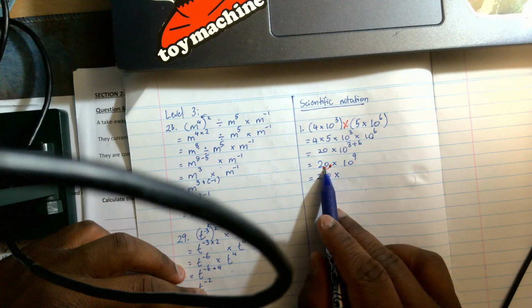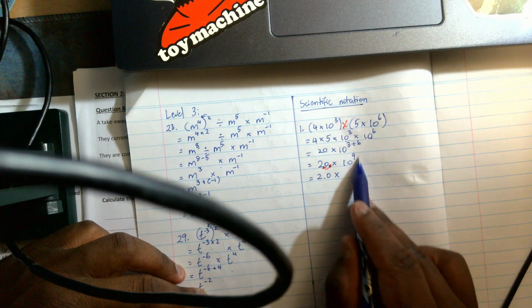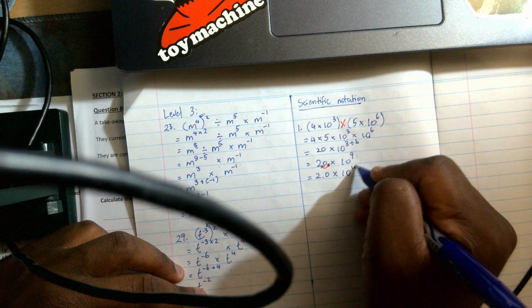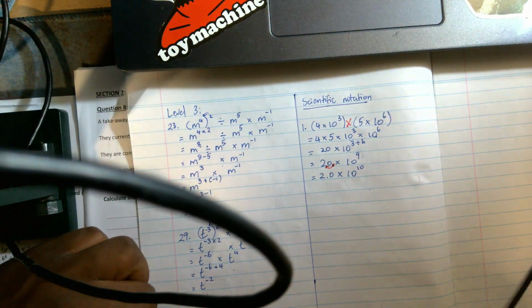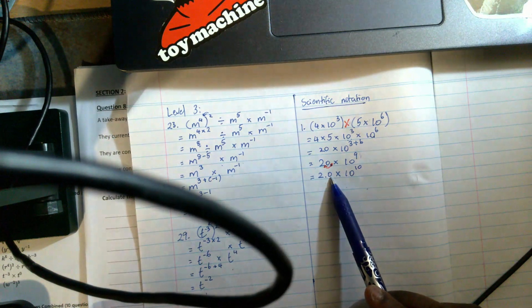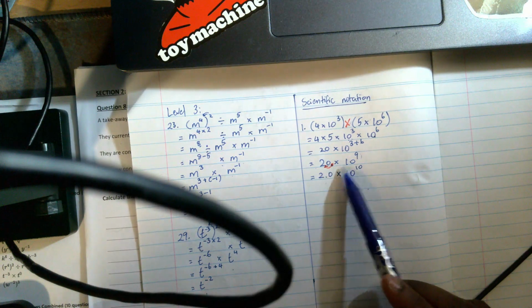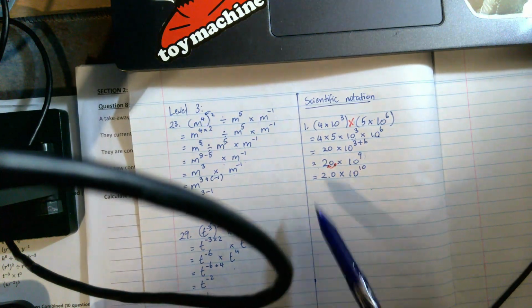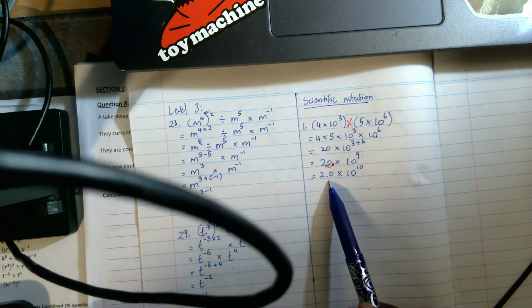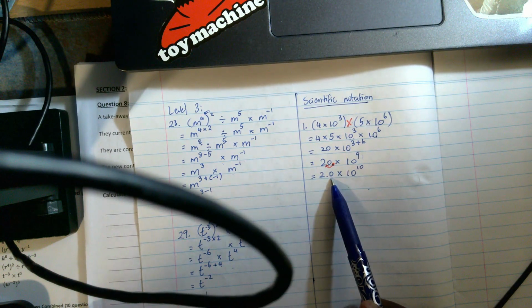And if we move the decimal point back, we're going to have to increase this power by 1, so it's 10 to the power 10. So 2.0 times 10 to the 10th is the same as saying 20 times 10 to the 9th. It's just scientific notation. We need a number between 0 and 10.